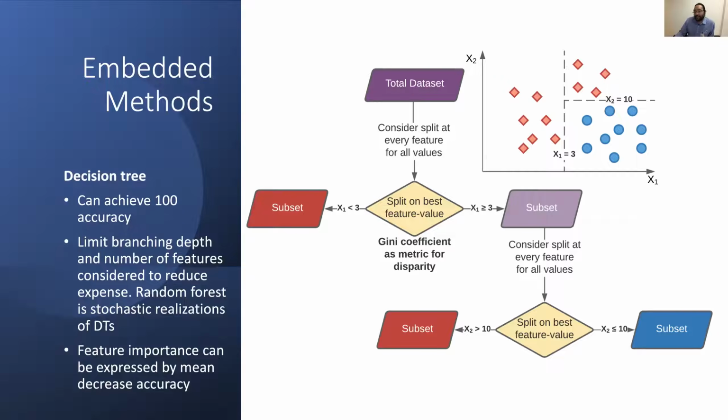Okay. So in practice, just like forward selection, it's never done this way. And why do you think it's never done this way? Where's the bottleneck in this algorithm?